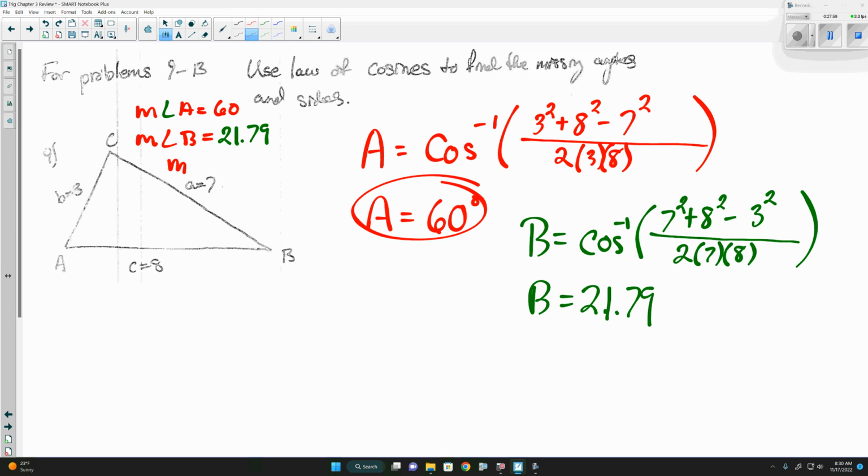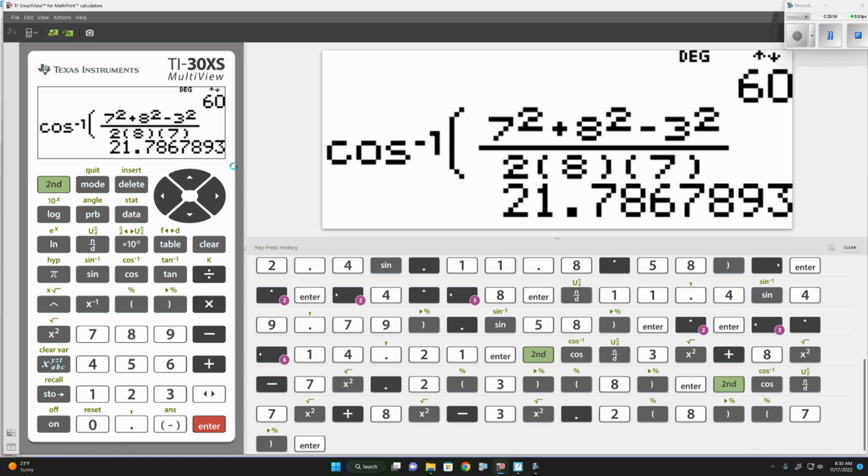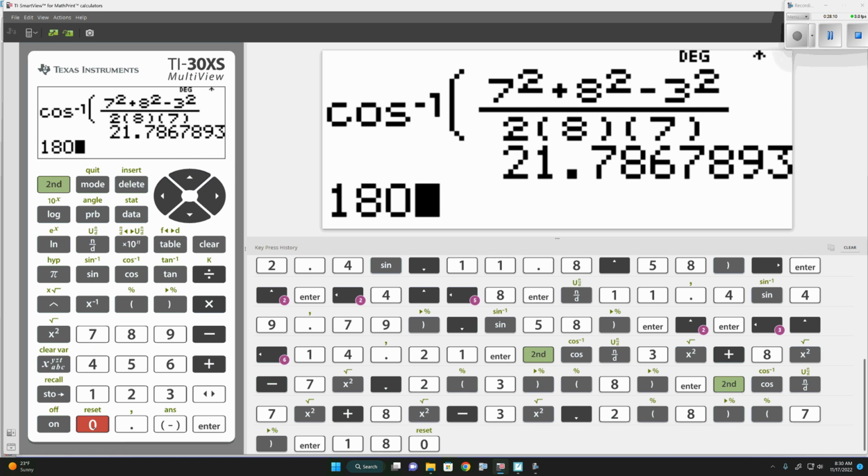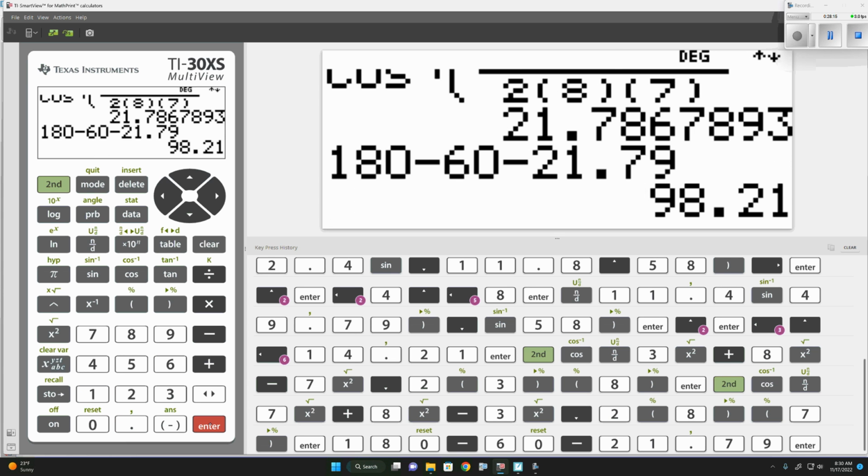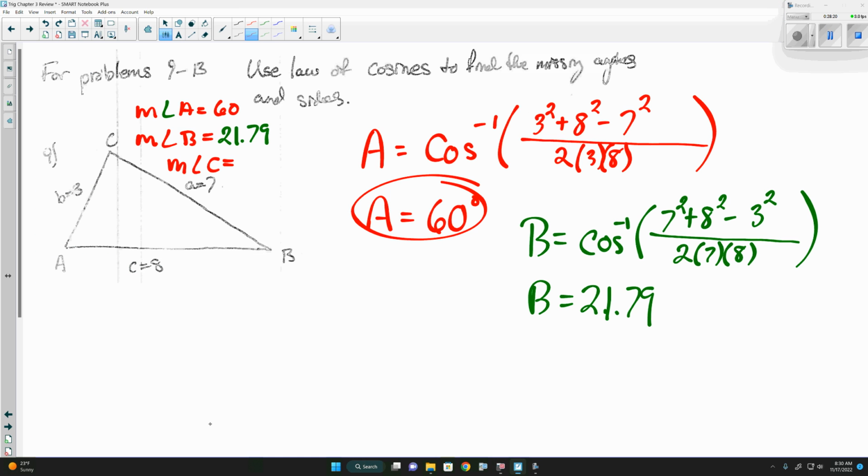Now we just need to find the measure of angle C, yes? Well, we could do the same calculations or say 180. There we go. 180 minus 60 minus 21.79, which tells us the other angle is 98.21. Questions on this here? We kind of like it when we have to find 3 angles, because it's just using this formula, plugging them in, and we're done.